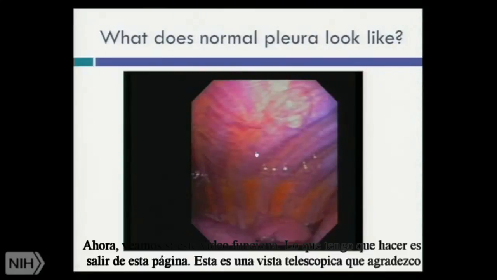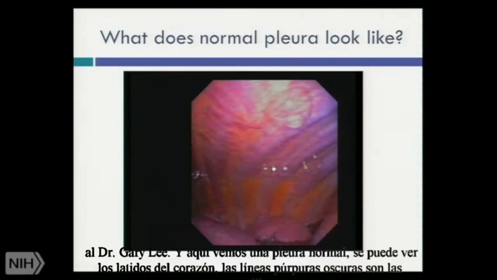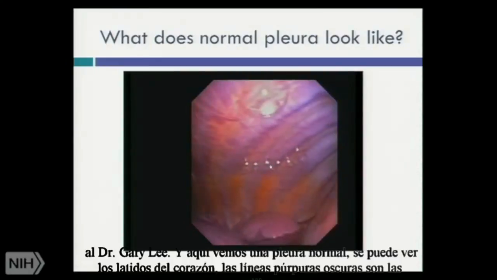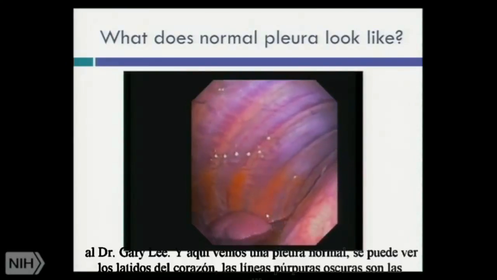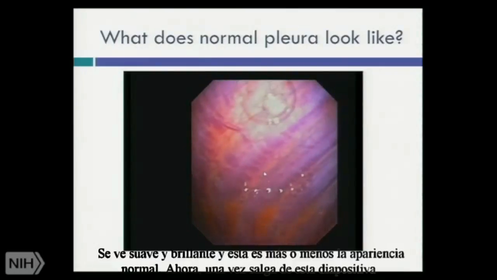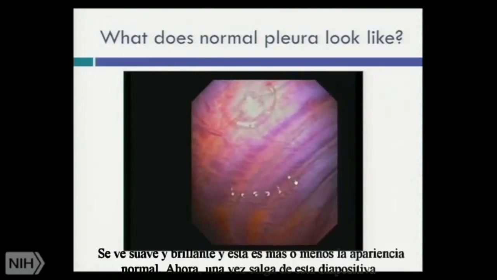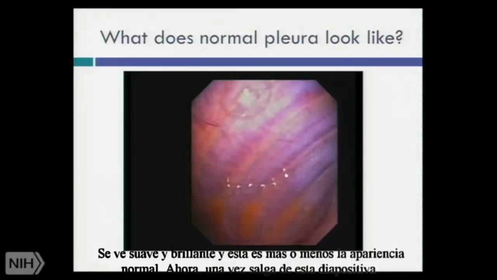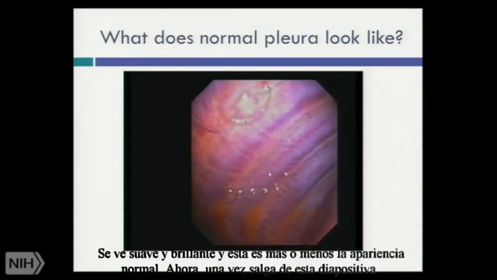This is a look down a telescope, with thanks to my colleague Dr. Gary Lee. And this is the normal pleura. You can see the beating of the heart. These brown, purple lines are the ribs. It's smooth, it's shiny. This is pretty much a normal appearance.